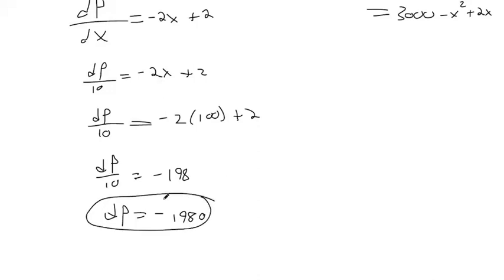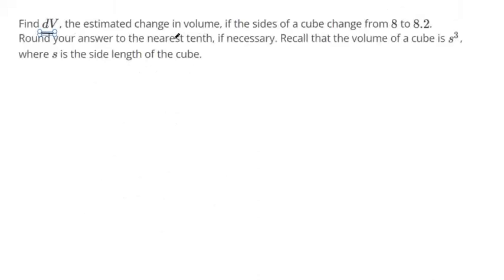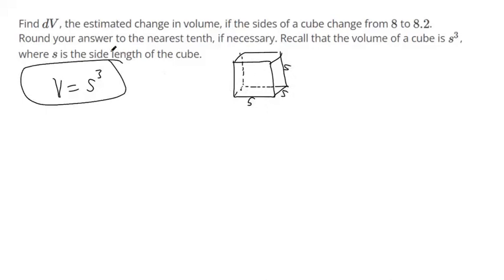So it's gone down. Supposed to find dv if the sides of the cube change from 8 to... Okay, so we need a volume. A volume of a cube is just s cubed, right? Because volume is length times width times height. If you're talking about a cube, it looks like this. That's my cube, right? And it's length times width times height for volume. But it's a cube, so all these are the same. They're all s. Okay, so this is our formula for the volume of a cube.